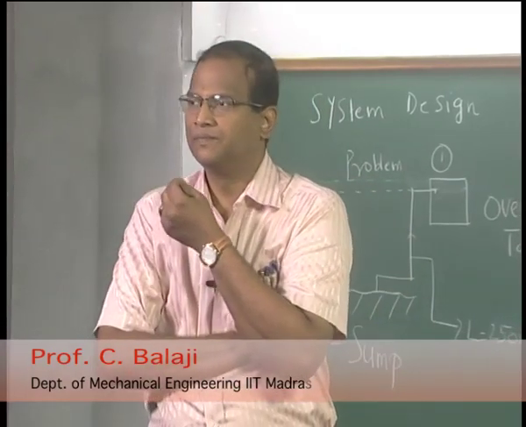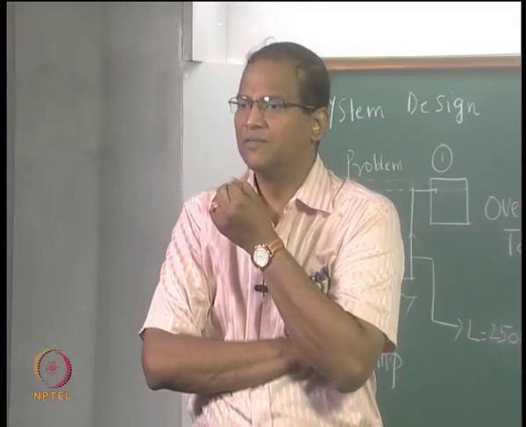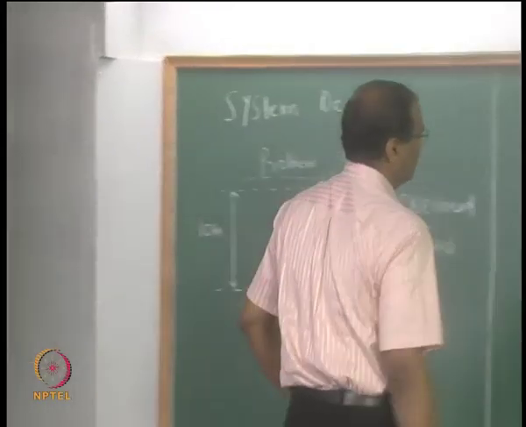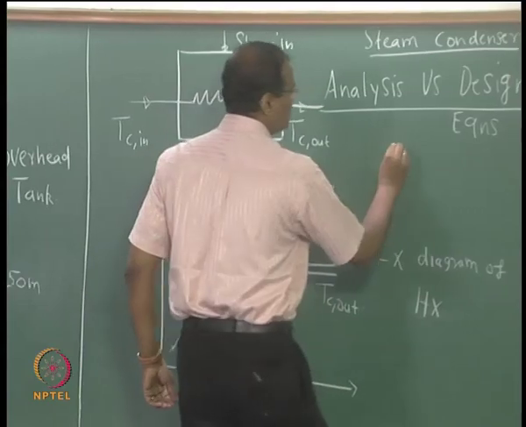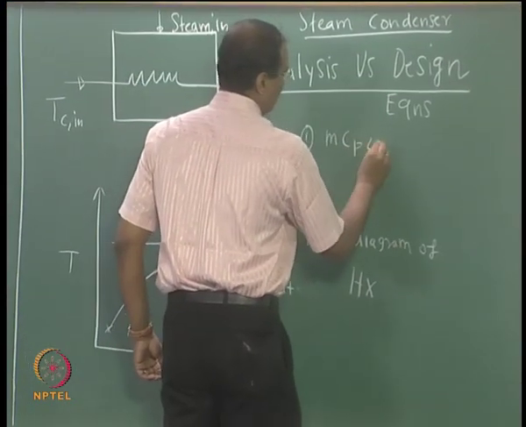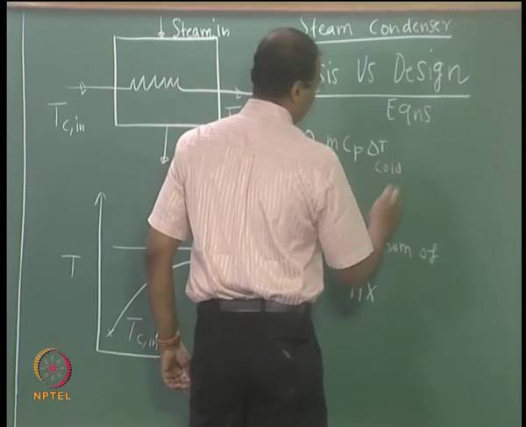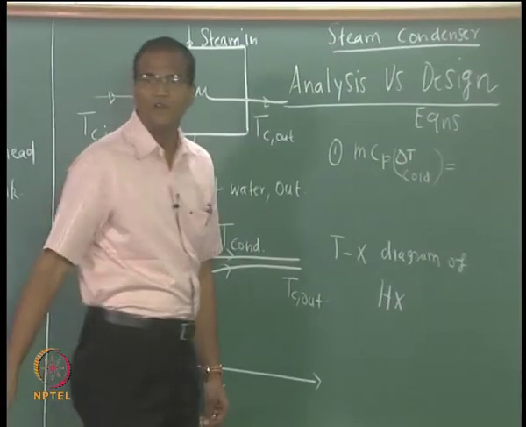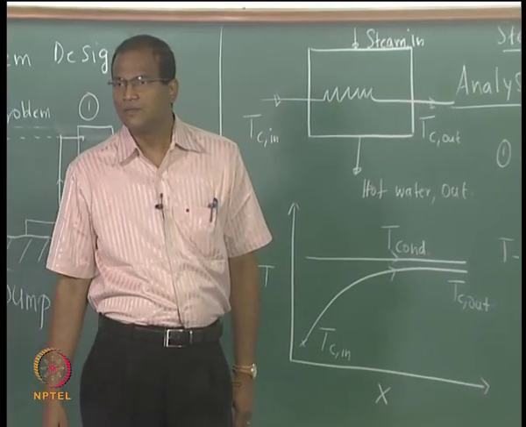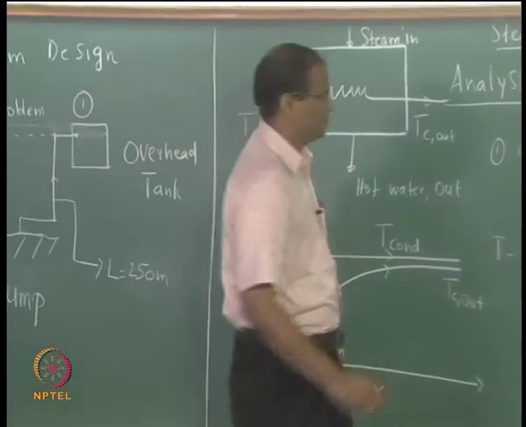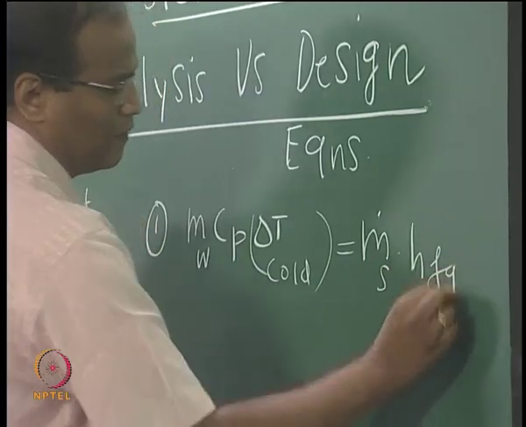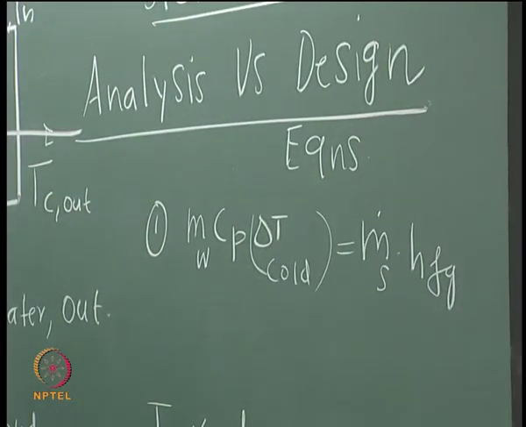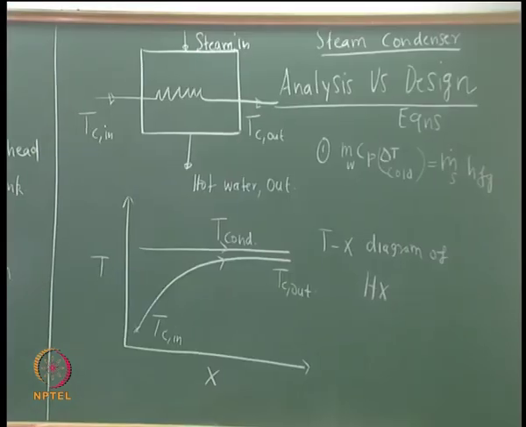Is energy balance alone enough? What are the equations? m Cp delta T of cold will be equal to m of water times the latent heat. This is just energy balance. With energy balance you cannot design a heat exchanger. Are you getting the point?